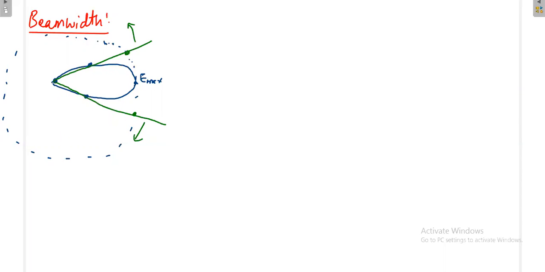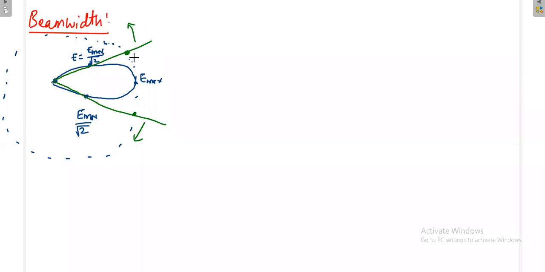So roughly, in this case, the electric field that I am getting is E equal to E max divided by root 2. What is this value? E max divided by root 2, because if you take root 2 upward, that is roughly 70%. Here also the value is E max divided by root 2.